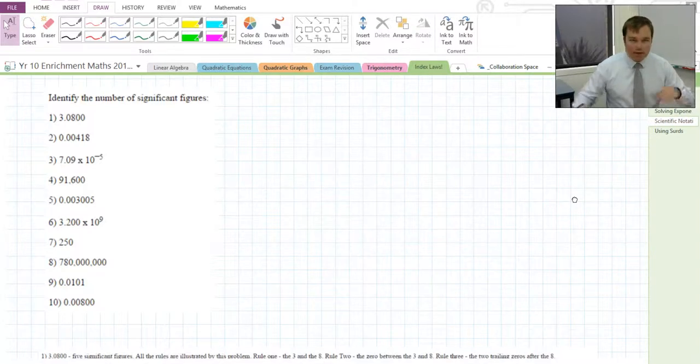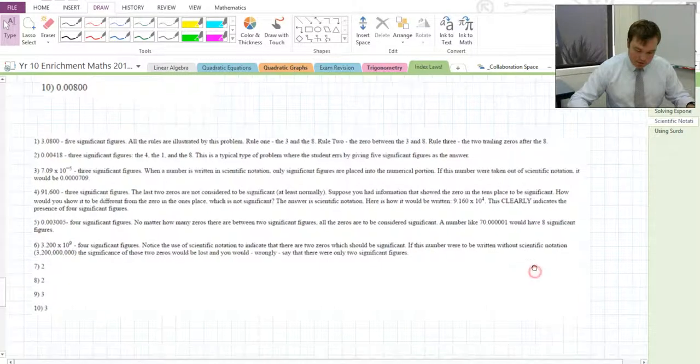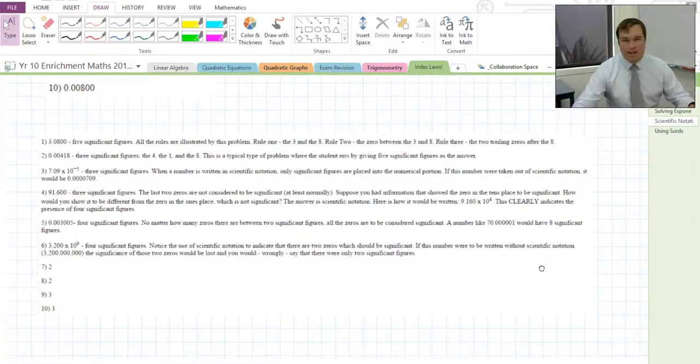Then, on OneNote, have a shot at these. Identify the number of significant figures. After you've had a shot at them, and I won't waste your time by going through them all, there are the solutions here. And the solutions, very helpfully, for the fantastic website above, have explanations of why they're significant.